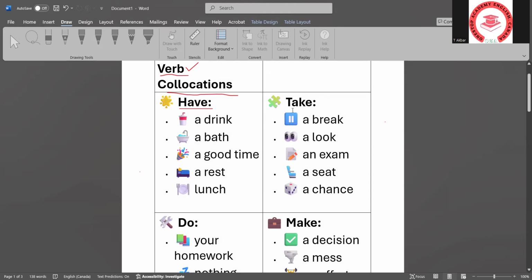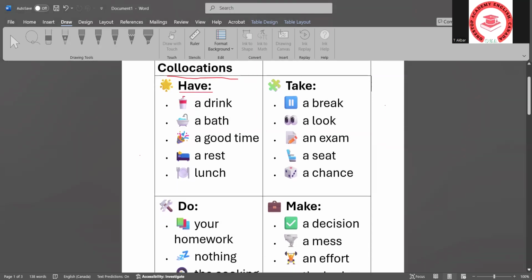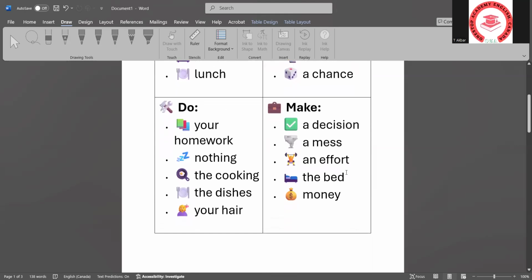Another verb we have here is take. Take a break, take a look, take an exam, take a seat, take a chance. These are the commonly used verb collocations. Do your homework, do nothing, do the cooking, do the dishes, do your hair.